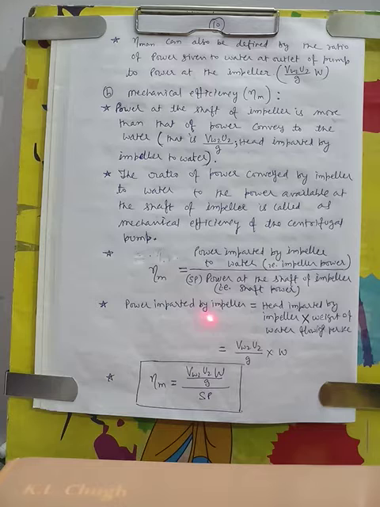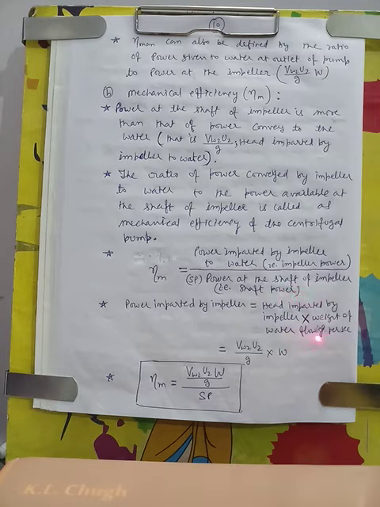So what will be the power imparted by the impeller? It is the head imparted by the impeller into the weight of water flowing per second. As I told you in the chapter on flow through pipes, at any section the power transmission can be found by the head at that section into the rate of flow of weight at that section. So the power imparted by the impeller will be the head imparted by the impeller into the weight of water flow rate.